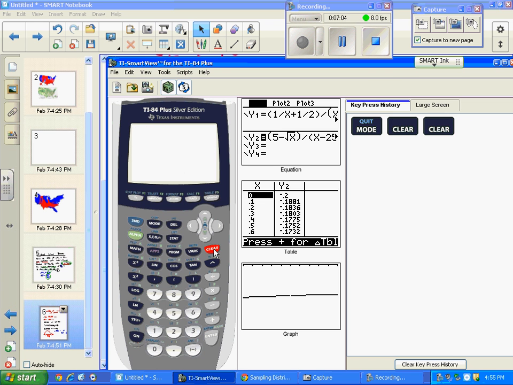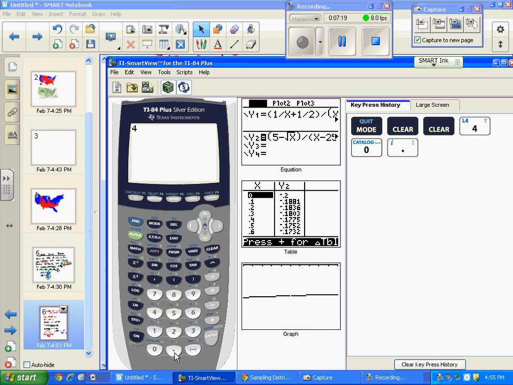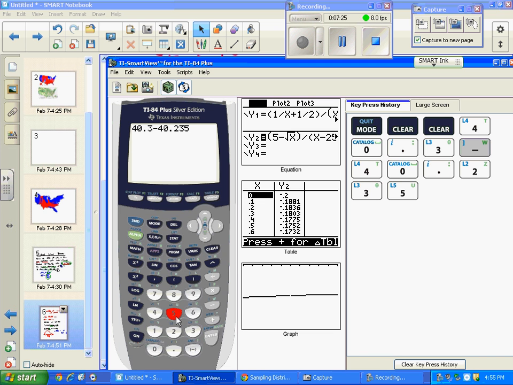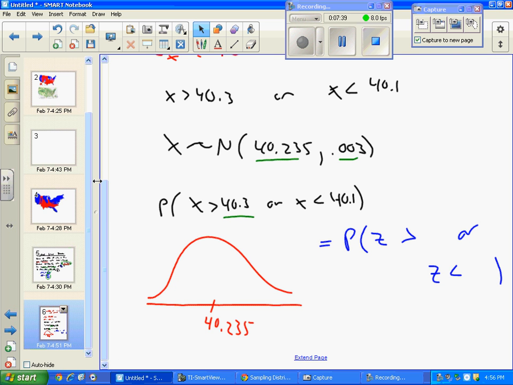So our first number we were worried about is 40.3. There it is. And we have to subtract that mean and divide by that standard deviation to create the z-score. So here we go. 40.3 minus 40.235 equals that, and we'll divide by the standard deviation of 0.003, and we get a z-score of 21. Actually, you know what? It would be more interesting if this question had a standard deviation of 0.03.